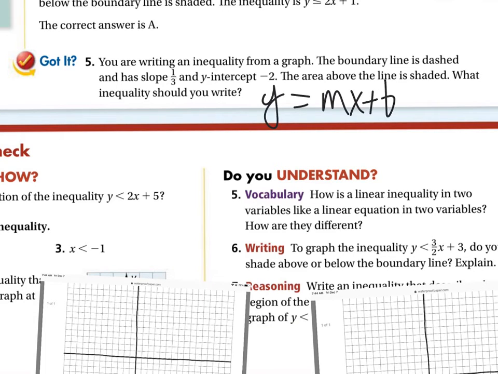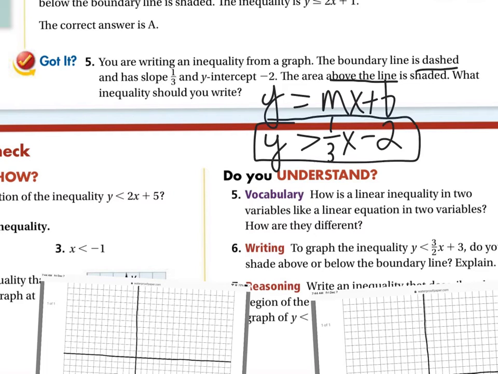In an equation, y equals mx plus b, we can think about the slope is 1/3, y-intercept is -2, so either minus 2 or plus -2. And we have a dashed line, so it's either just going to be greater than or less than. And the area above the line is shaded, so above the line, that's going to be greater than. So we could actually get by and figure out that answer without even graphing anything out if you know what you're doing.